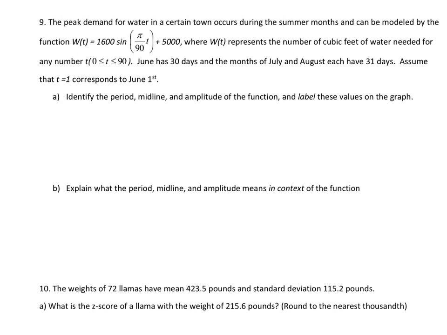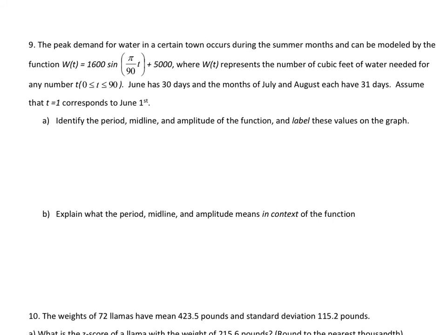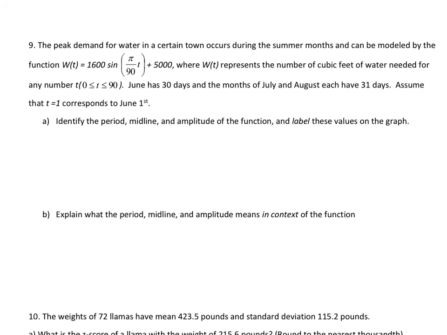Next question says the peak demand for water in a certain town occurs during the summer months and can be modeled by the function W(t) = 1600 sine (pi over 90 t) plus 5,000, where W(t) represents the number of cubic feet of water needed for any day. T means days in this case because June has 30 days and July and August have 31. And assume that t equals 1 corresponds to June 1st.